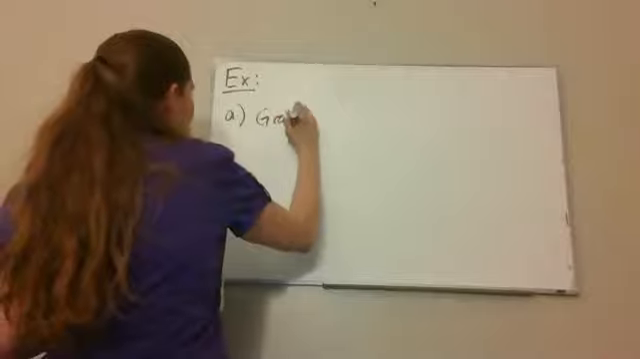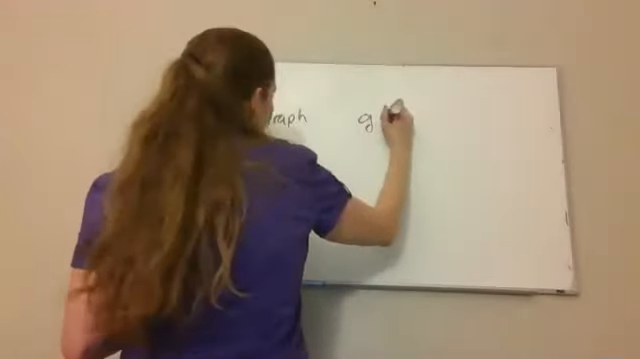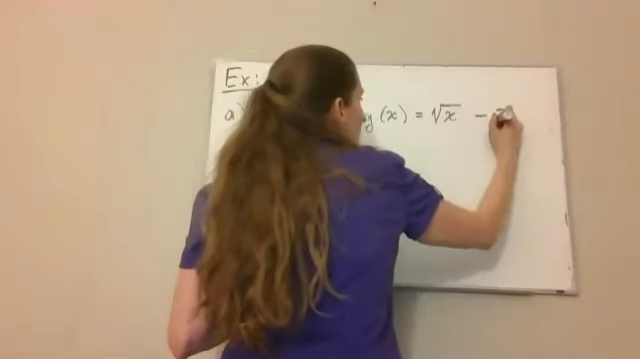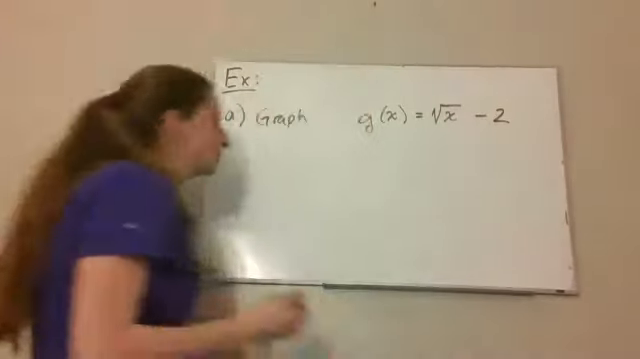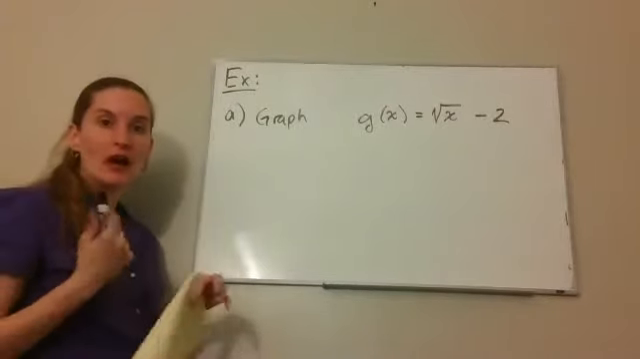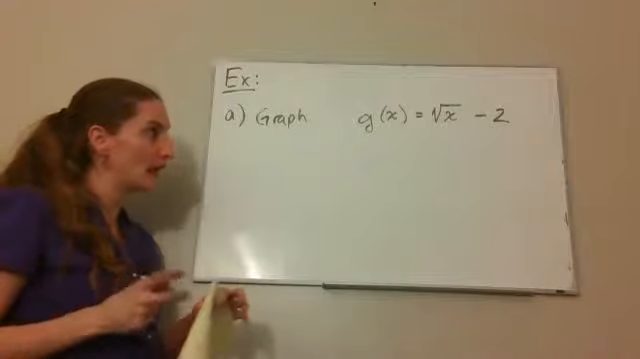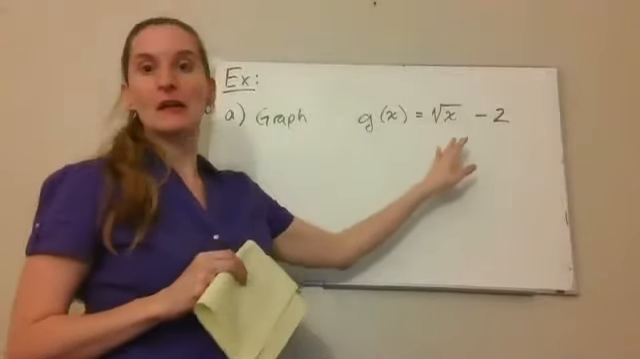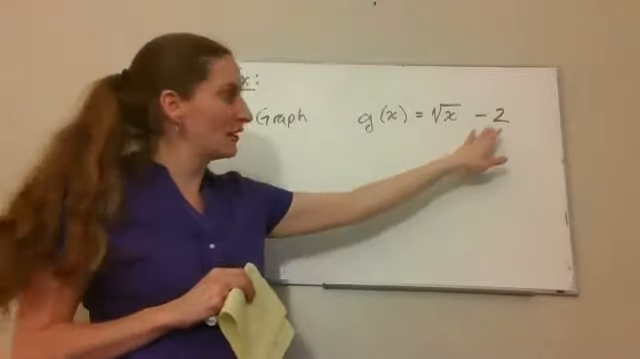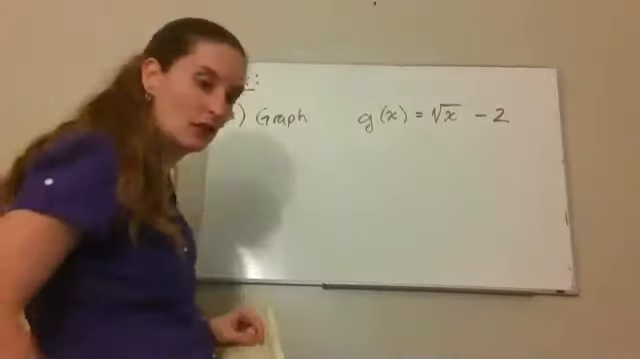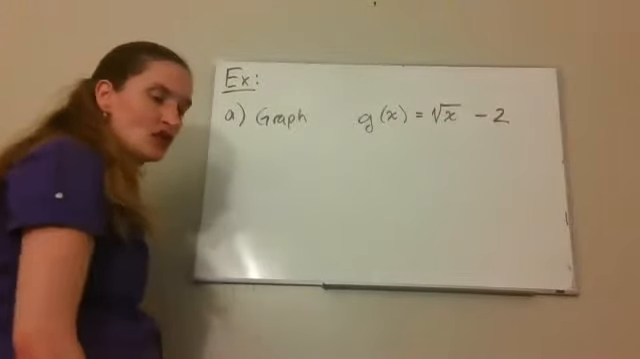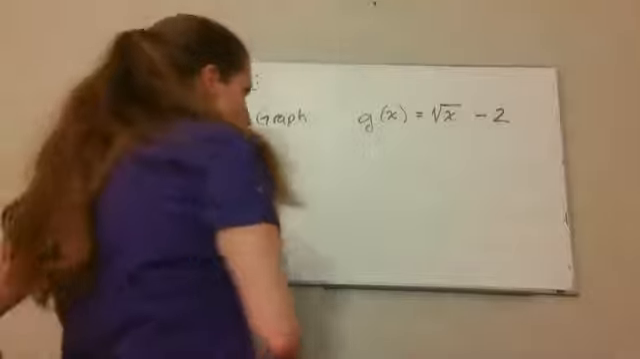Let's graph g of x equals the square root of x minus 2. So notice in this function that we're trying to graph, one of our basic functions is there. It's the square root of x. So we're going to take the graph of square root of x and shift it vertically based on what this negative 2 is telling us to do. So what does the negative 2 tell us? It tells us we're going to be shifting down 2 units.